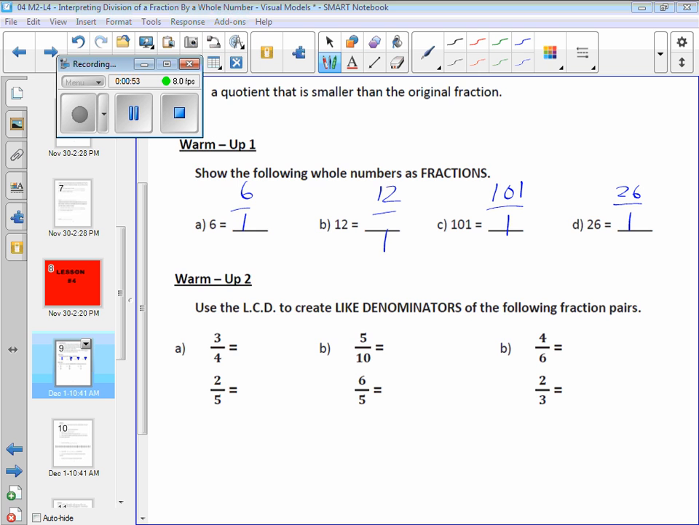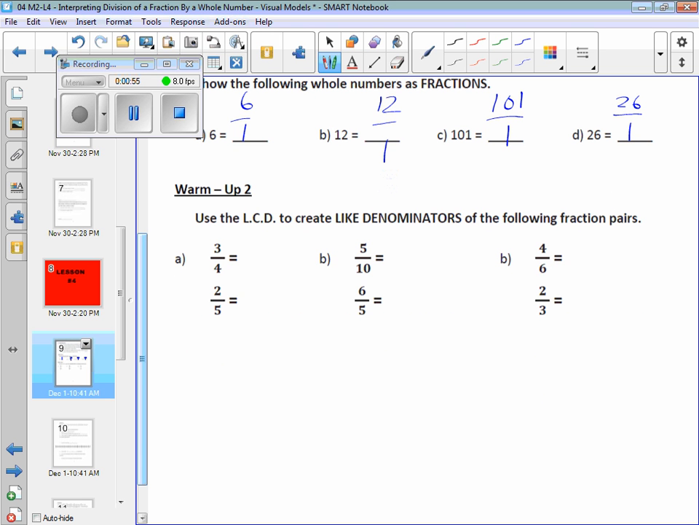Alright, like denominators. When you do this, preferably, you want to find what's called the lowest common denominator, which I'm going to refer to from here on out as LCD. Find the LCD. You'll hear it a few more times throughout module 2. What should be the lowest common denominator between 5 and 4?